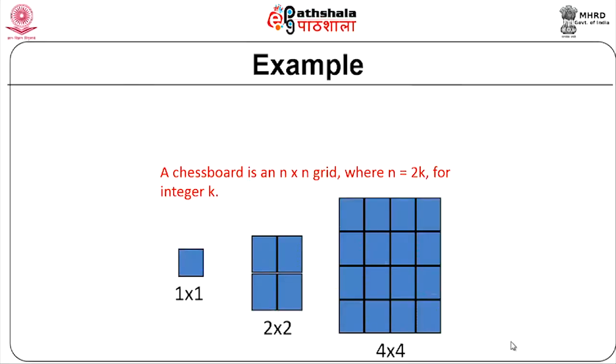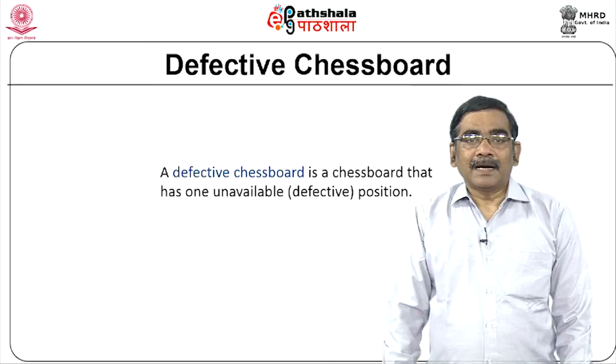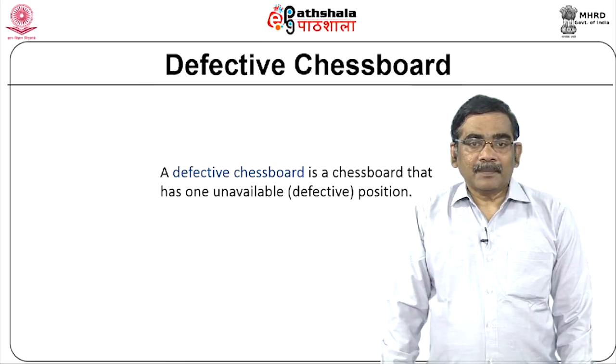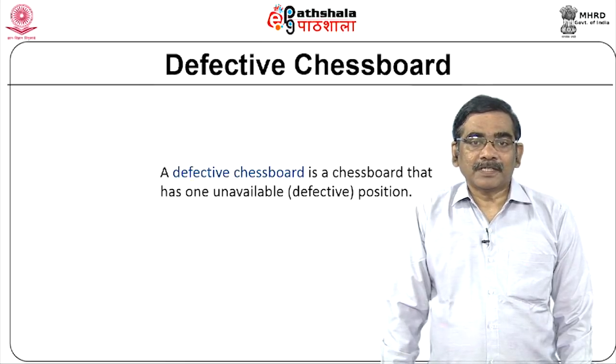So, in other words, the region R is going to be a chessboard, something like this. Now we have to take another tile and see whether it is possible to tile the region with the given tile. So, now we will take the problem as the defective chessboard.